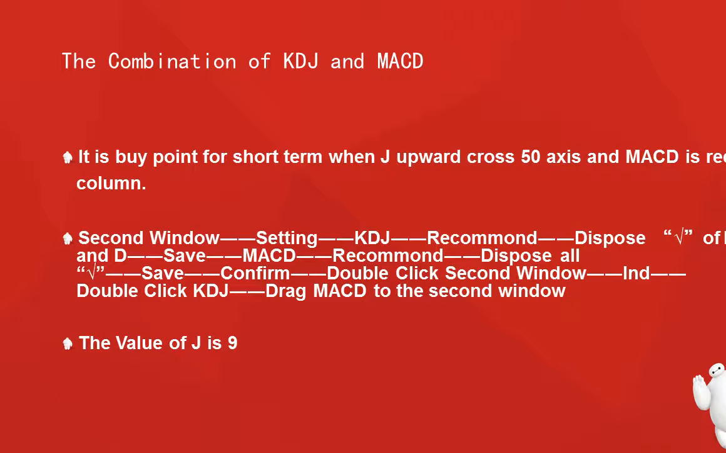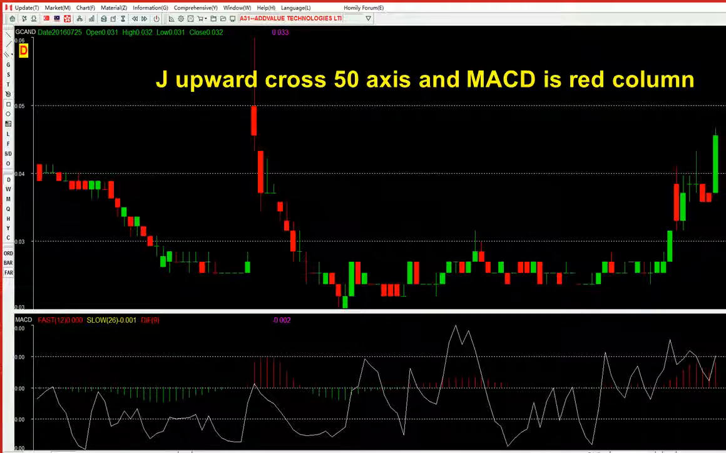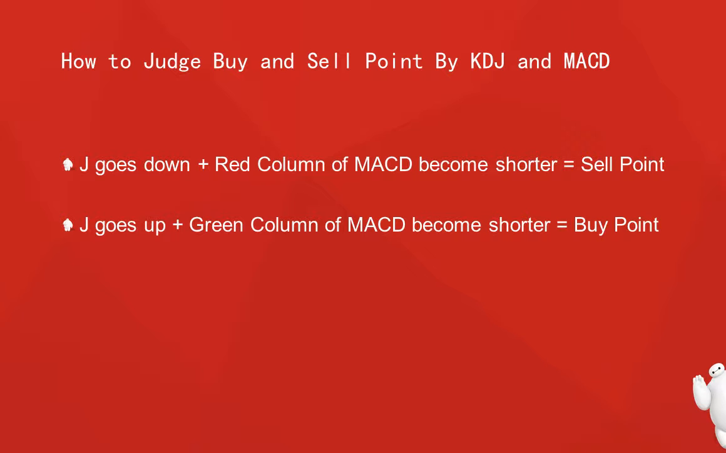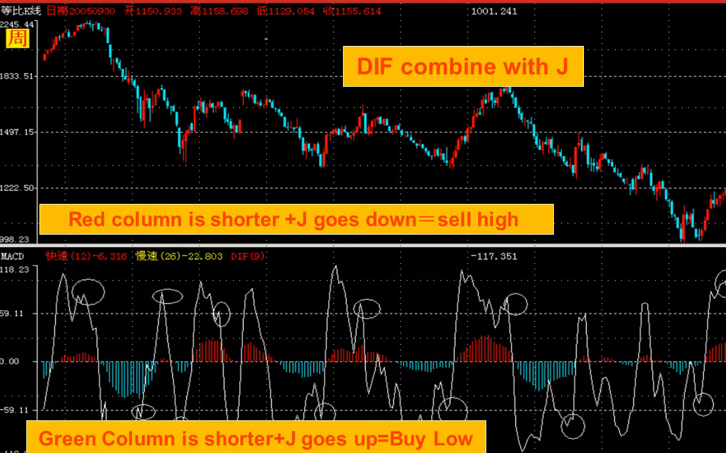Then how to combine the KDJ and the MACD? You can use 9-day KDJ and only the DIF of MACD, okay? So when J crosses upward over the 50 axis and MACD is a red column, this is the buy point. So how to judge buy and sell points by KDJ and MACD? When J goes down and the red column of MACD becomes shorter, this is the sell point. When J goes up and the green column of MACD becomes shorter, this is the buy point. So if you want to achieve buy low, sell high, you can use this method to achieve your goal, okay?